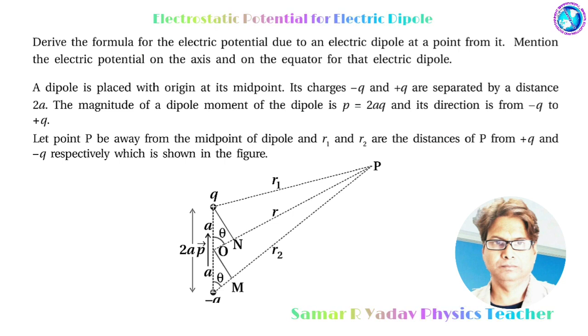A dipole is placed with origin at its midpoint. Its charges minus q and plus q are separated by a distance 2a. The magnitude of the dipole moment of the dipole is p = 2aq and its direction is from minus q to plus q. Let point P be away from the midpoint of the dipole, and r1 and r2 are the distances of P from plus q and minus q respectively, which is shown in the figure. You can see in the figure.